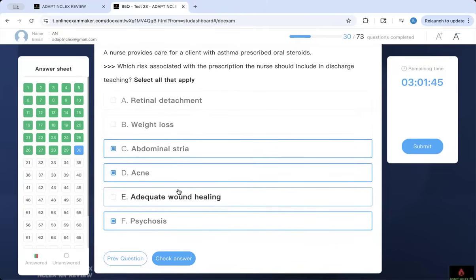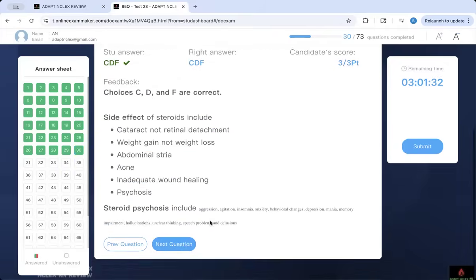Endocrine, physiological adaptation. I'm covering every portion of the NCLEX, going through all the ideal facts, and using the same distribution. So if you're taking these tests, you're getting sample readiness exams.